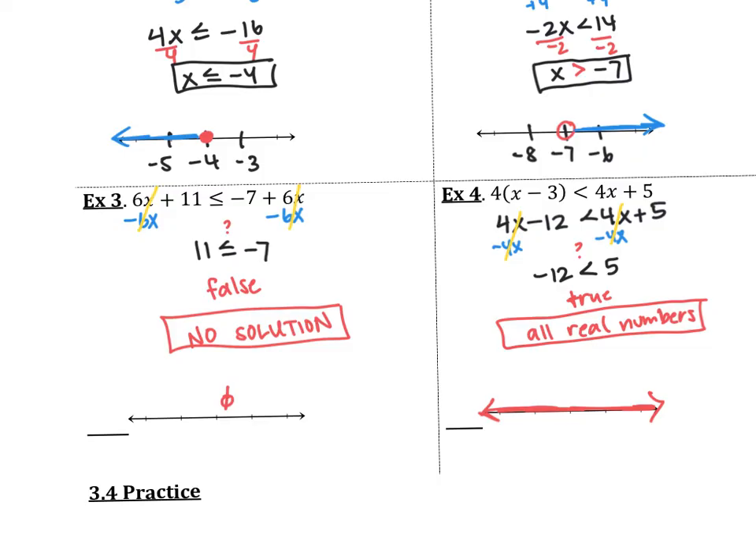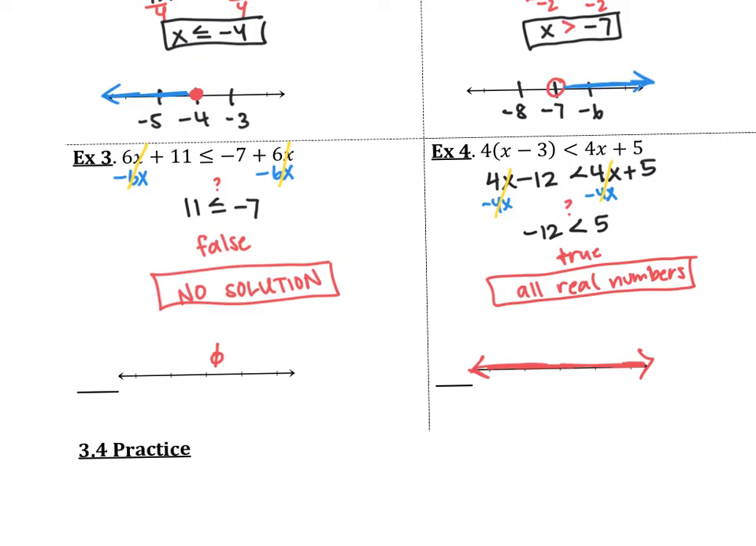Okay, that's the two weirdest situations we could have. We're going to go ahead and do the 3.4 practice in class, or you can click the link on the table of contents.